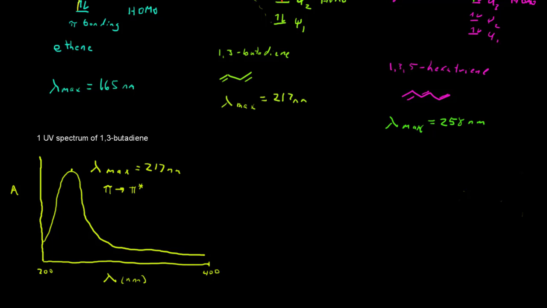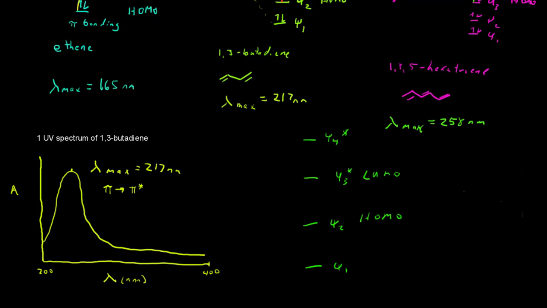And I'll enlarge it a little bit. And I'm going to leave out the original 2p orbitals for the sake of space. And so we now have psi1 bonding, psi2, psi star antibonding 3, and psi4 antibonding. Now, again, the LUMO is here, and the HOMO is here.